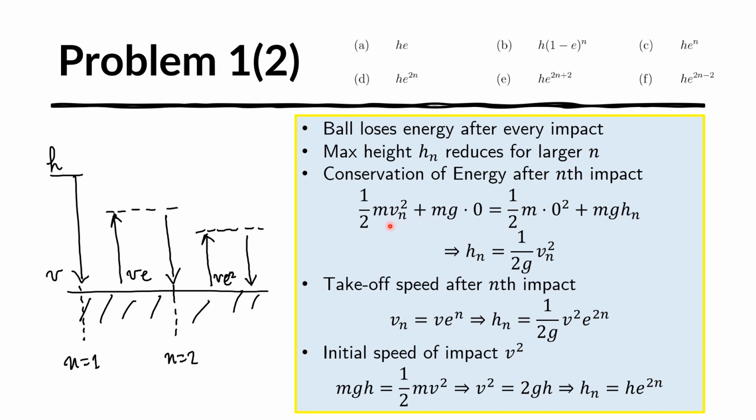So right after the nth impact with the floor, this is the kinetic energy of the ball, right after it bounces off the floor after the nth impact. And the potential energy is 0 because we're on the floor. And then this is the kinetic energy right at the maximum height after the nth impact, and this is the potential energy at that maximum height.